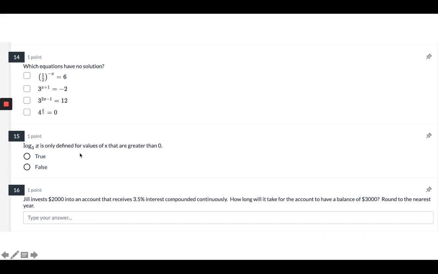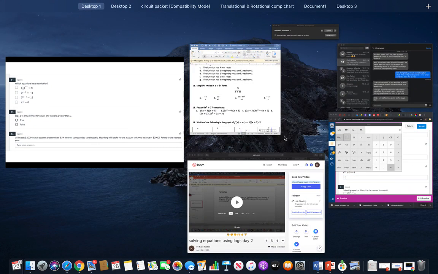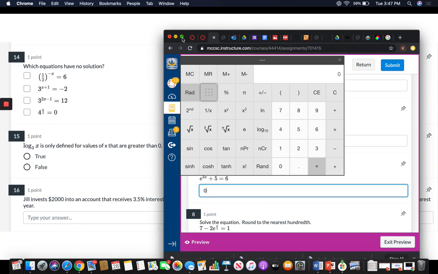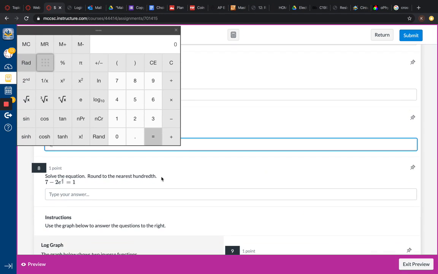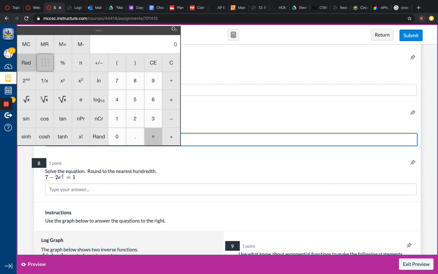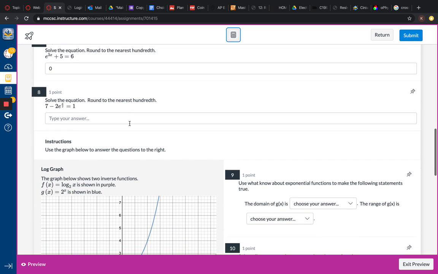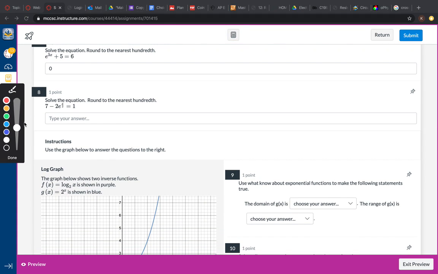All right, for some reason I didn't put number 8 on here, so let's go back to our Canvas screen and we'll just write on there. All right, so number 8. If I get rid of my calculator for a second, it says solve the equation, round to the nearest hundredth. So on this one, we got to do some steps before we can solve it. Before we can do the log, we're going to subtract 7 from both sides, and I have negative 2 e to the x divided by 2 equals negative 6.